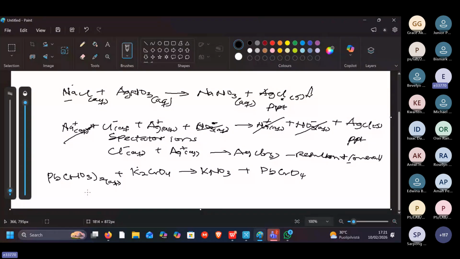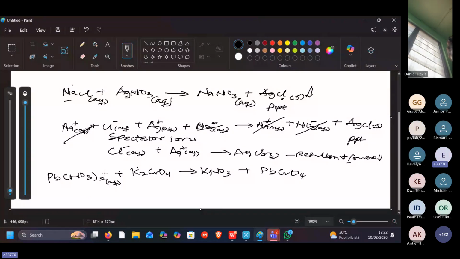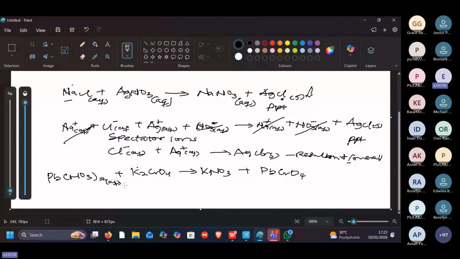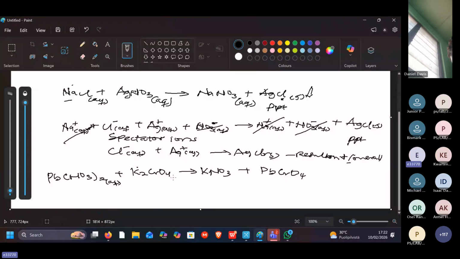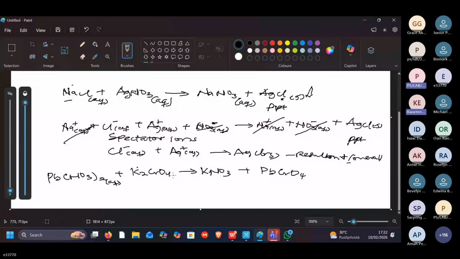So we have nitrate here. Nitrate has no exception, so that is aqueous. How about potassium chromate? Solid or aqueous? It's aqueous. Is this going to be difficult? No. Potassium is group 1. Look at the cation and look at the anion before you make the conclusion.